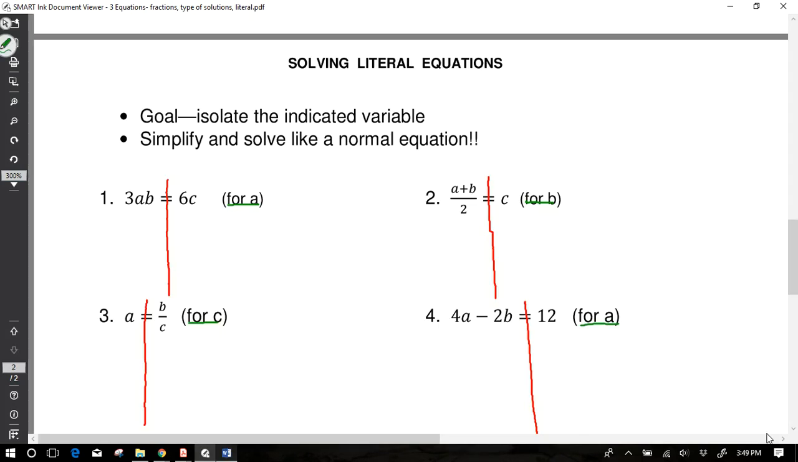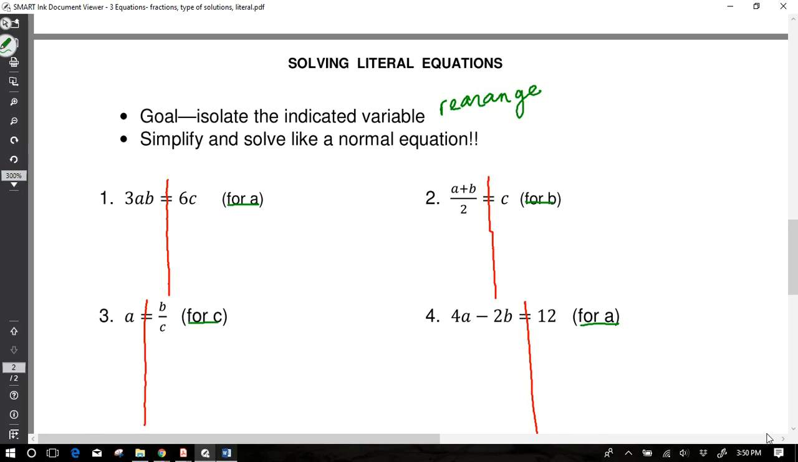I want you to remember that a literal equation is just an equation, but it has multiple variables. Oftentimes, there are even formulas that we use in perhaps science class or other areas of mathematics. And we just really need to rearrange the formula to highlight a certain variable. So our job is to rearrange. All right.